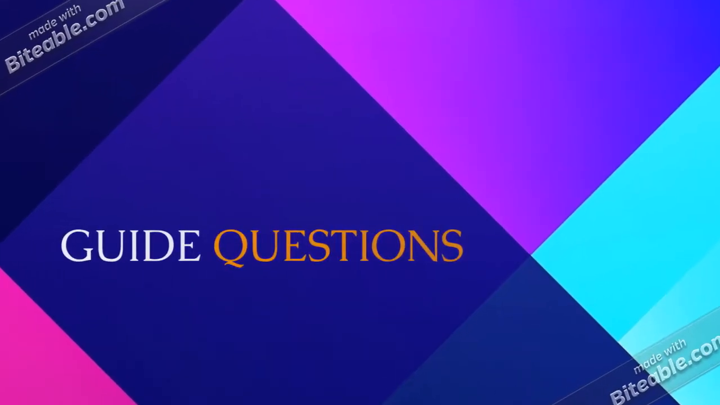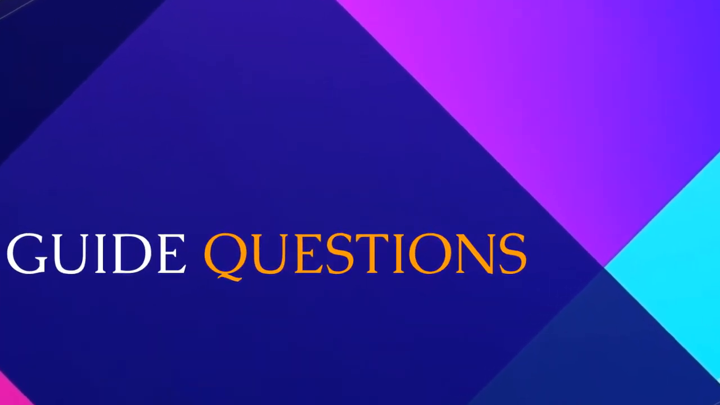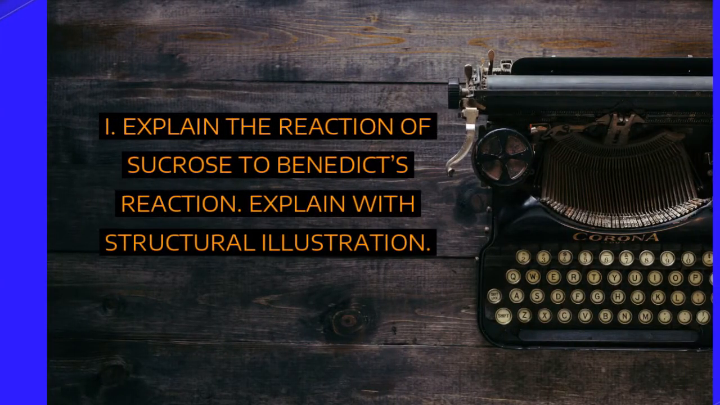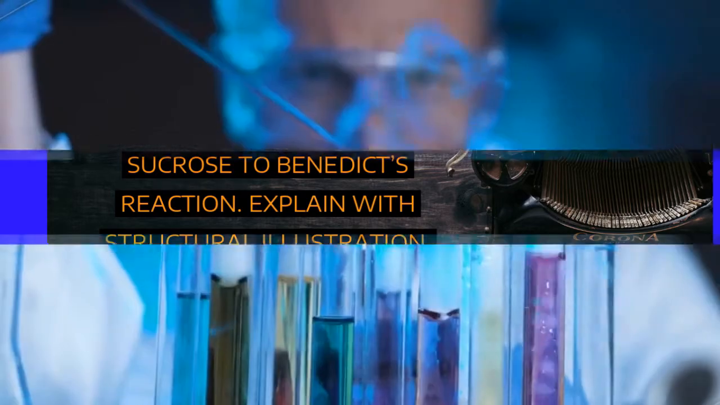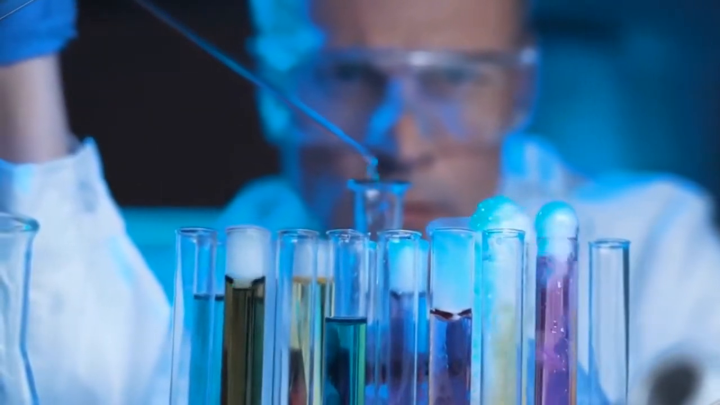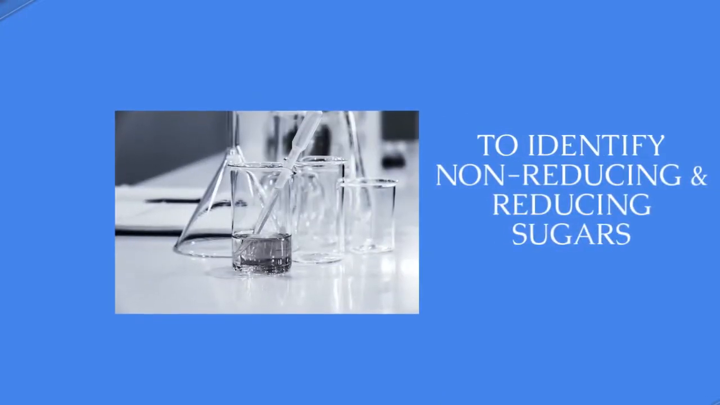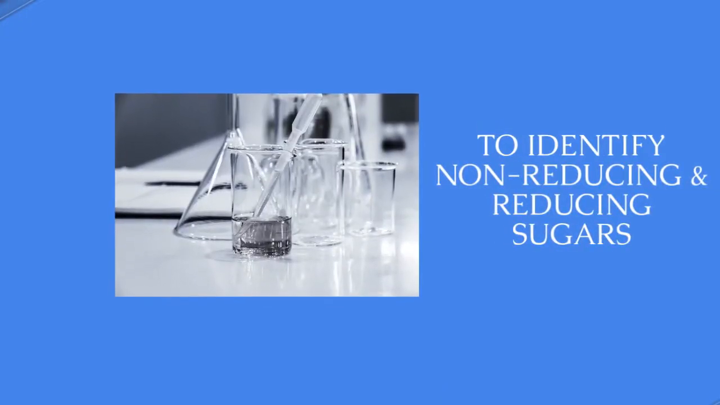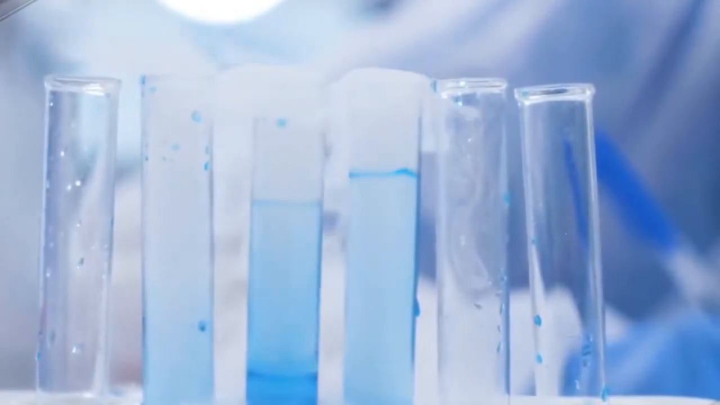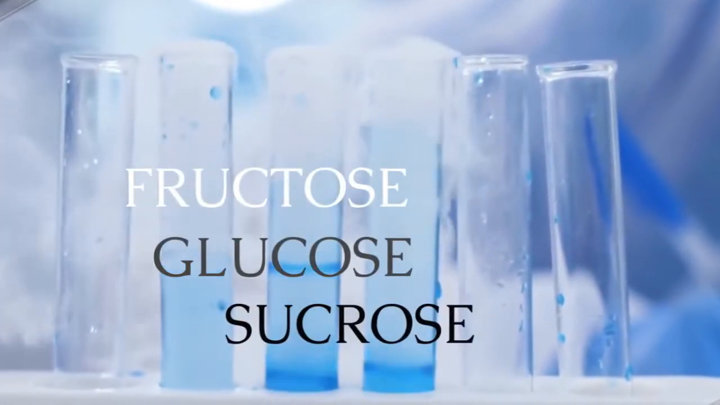So guide question. Let's proceed to number 1. Explain the reaction of sucrose to Benedict's reagent with structural illustration. In this activity, the Benedict test was performed. As we all know, the Benedict test is used to identify non-reducing sugar or reducing sugar. And we have here 3 carbohydrates depicted from left to right: fructose, glucose, and sucrose.